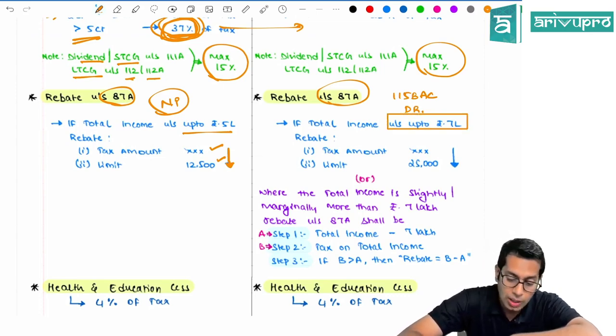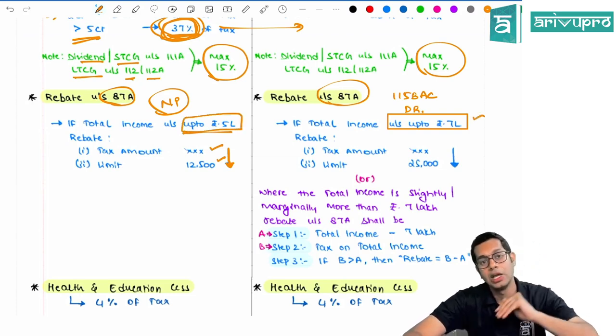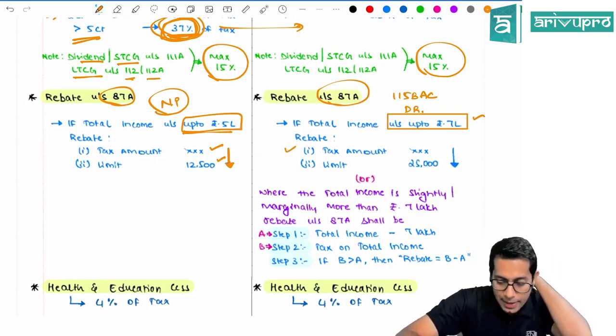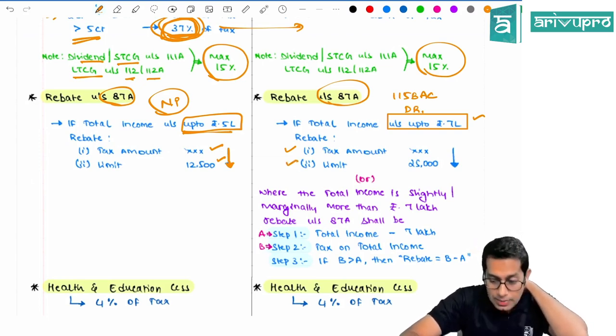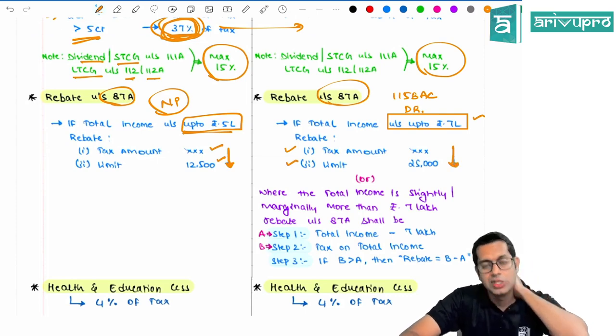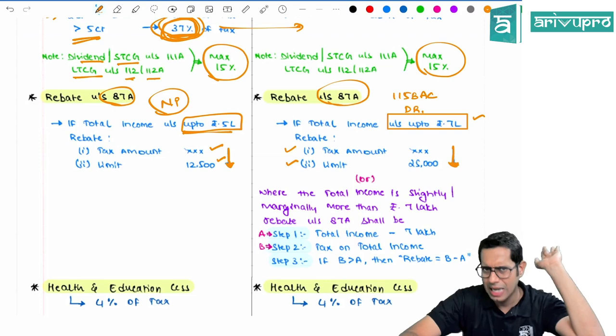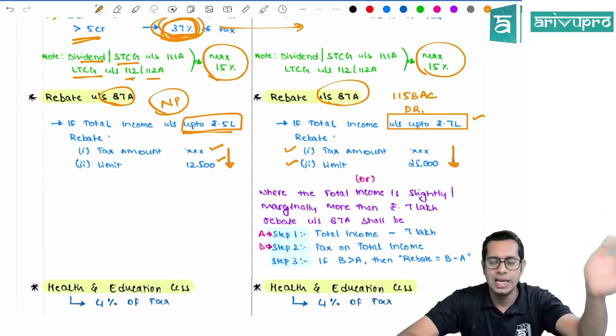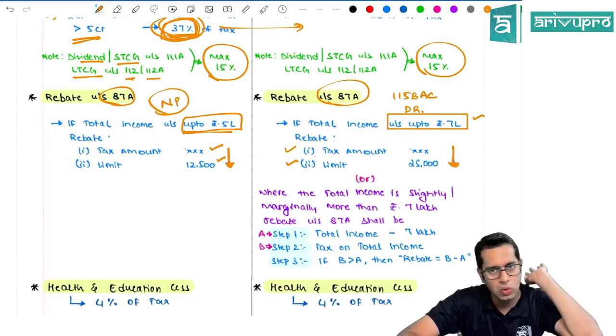Please note, in normal cases, it is up to 5 lakhs. But in case of 115BAC, if your income is up to 7 lakh rupees, you will be getting a rebate. How much is the rebate? Tax amount or 25,000, whichever is less. Whatever amount is the tax which you have to pay, or 25,000, whichever is less, is the rebate which is going to be given to you.